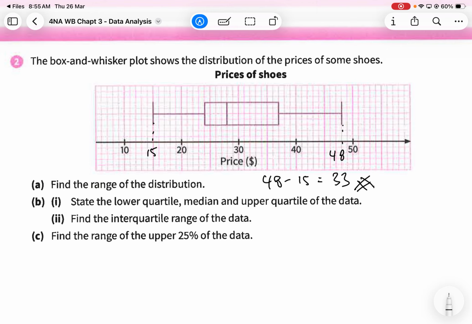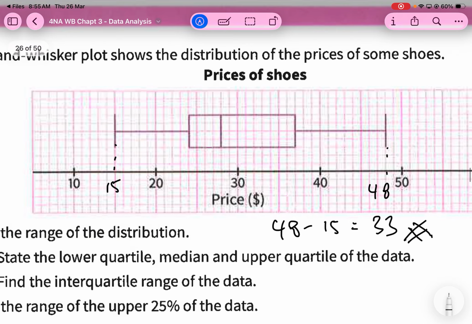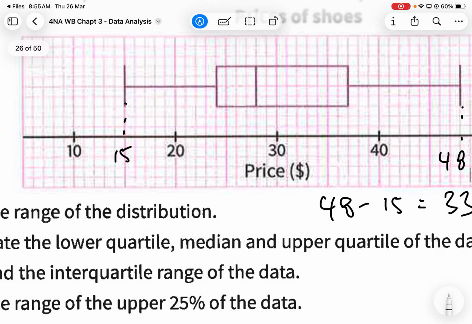The data is what is on the x-axis. So this time round for this question, the data is the price of shoes. The price of shoe is all these numbers. Is it $10, $15, $20, $30? The box itself doesn't tell you any data. The box itself is just to show you where the vertical lines are. Then the vertical lines, when you read off the x-axis, tell you what the data is.